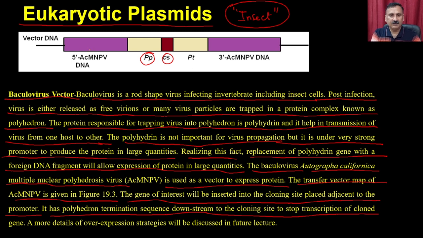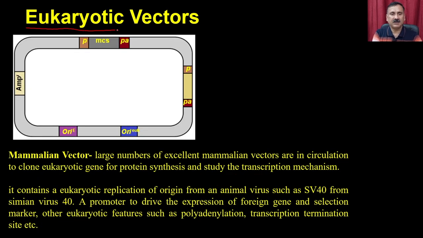So this is what you have. You have the AcMNPV vector, where you have the polyhedrin promoter, and next to the promoter you have the cloning site. Within this cloning site you can insert the gene of your interest, right? And that's how it is going to start expressing this particular protein instead of the polyhedrin. It also has the termination sequences so that the transcription is going to stop after this. And you can take this and put it into the insect cell lines, and that's how you're going to express. Then we have the eukaryotic vectors like the mammalian vectors.